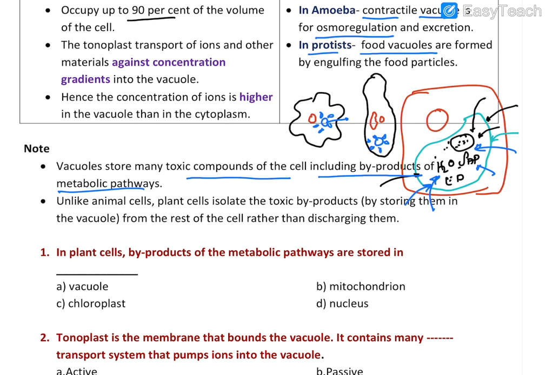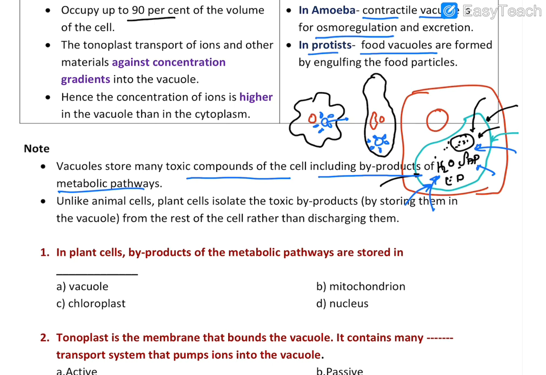For lysosome, what you are supposed to remember for the board exam: it's a single membrane bound cell organelle. It is produced from the Golgi apparatus. It contains a large number of hydrolytic enzymes. All those enzymes are hydrolases. You find lipases, proteases as well as carbohydrases. All these enzymes have the capacity to break down proteins, lipids, carbohydrates, and even nucleic acids.